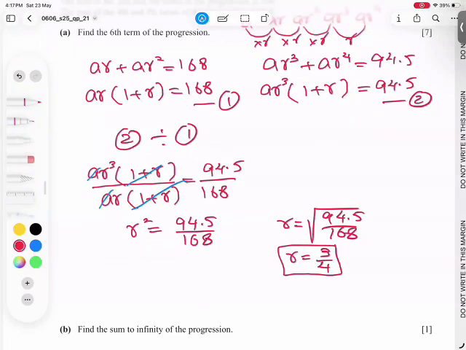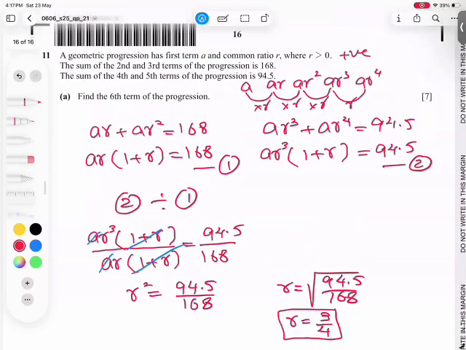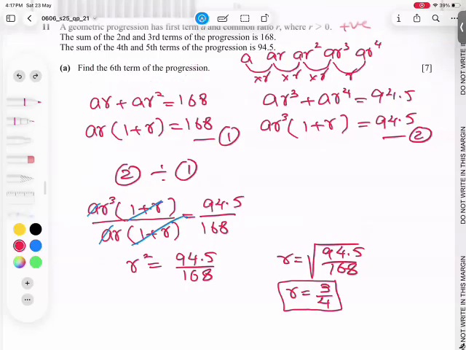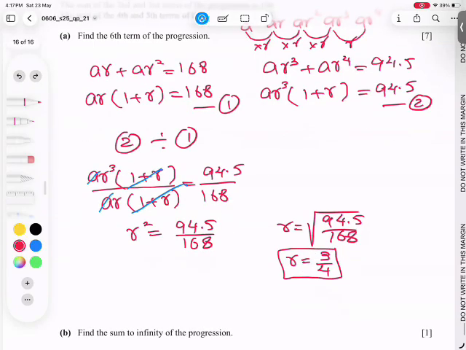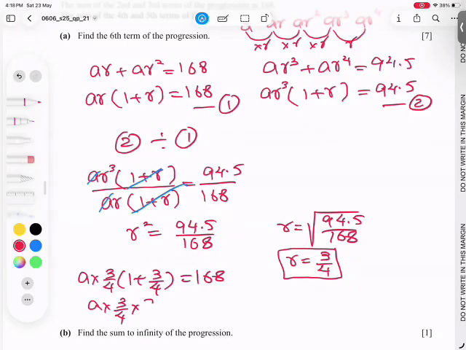So this is done. Okay, now what the question is asking for is the 6th term in the progression, but we need A as well. So this value of 3/4, I can plug in any equation. I think I plug it in here because I'm looking for A. So I'm writing here A times 2, 3/4 into 1 plus 3/4 equal to 168. So A times 2, 3/4 into 7/4 is equal to 168. So what value am I getting for A if both divide? A value I'm getting here is 128.